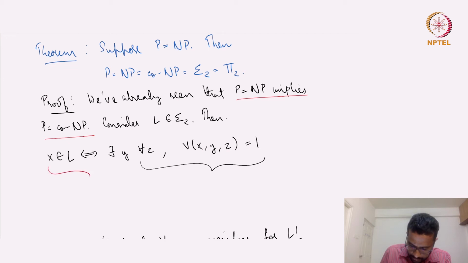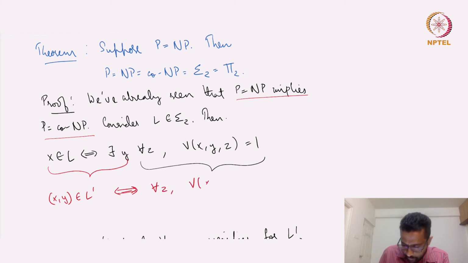So I can write it like this. Now I can just reorganize slightly differently such that (x, y) is in L prime if and only if for all z, V(x, y, z) equals 1. Okay, so it's the same thing, but I have taken y over here and considered a language of two-tuples x comma y. And now I can consider this as a two-tuple.